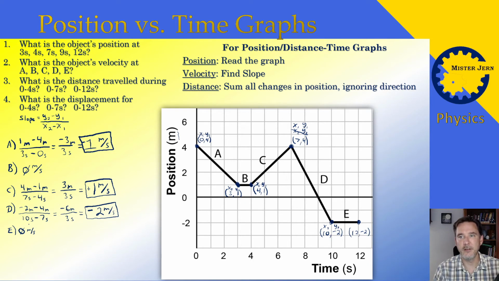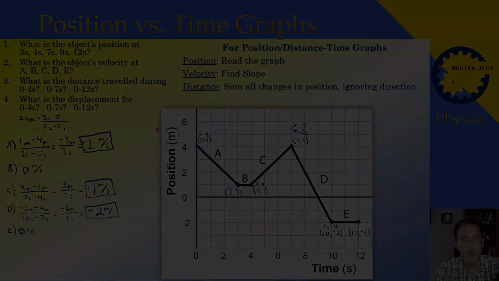Oh, there's distance already there for us. So that's how you do velocity. That's how you calculate velocity on a graph like this, position versus time.